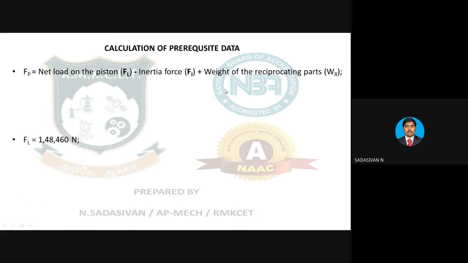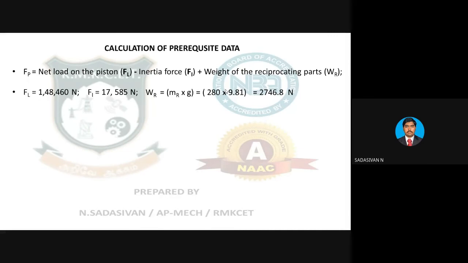So what are all the things you have? Load on the piston is 1,48,460, you have found out. Inertia force 17,585. Weight of the reciprocating parts is mass into gravity, so 280 kilogram into 9.81, 2,746.8 Newton. Put all these things in the above formula. We are going to get 1,33,621.8 Newton. So it can be written as 1,33,622.